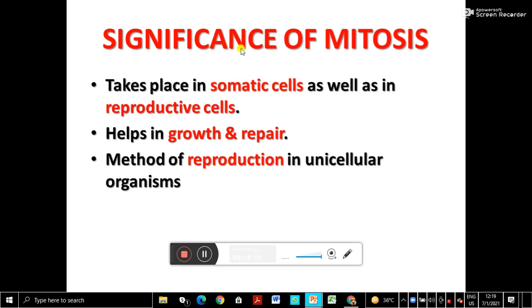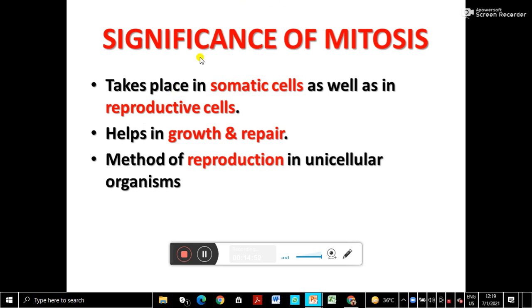Significance means importance of mitosis. Number 1, it takes place in somatic cells as well as in reproductive cells. Just understand, what are somatic cells? All our body cells except the reproductive cells. Reproductive cells are present in the reproductive organs, and somatic cells are all other body cells. So please write the definition of this also. Somatic cells means all body cells except the reproductive cells. And the second type of cell is reproductive cells, which are seen in the reproductive organs.